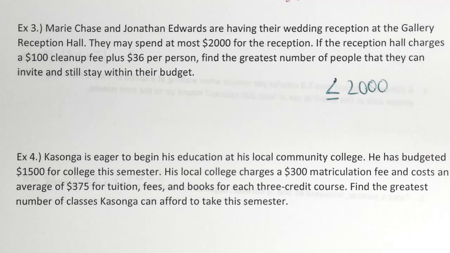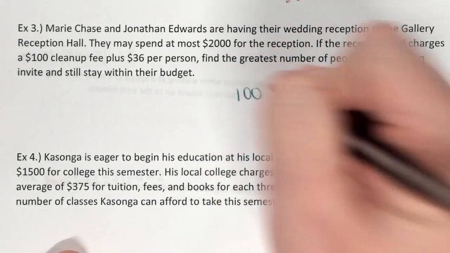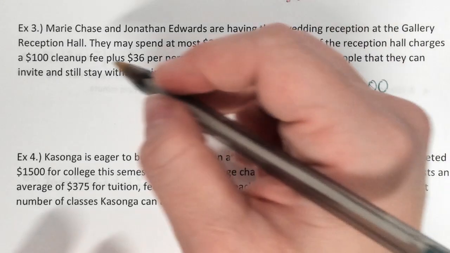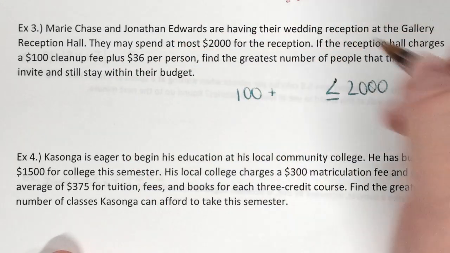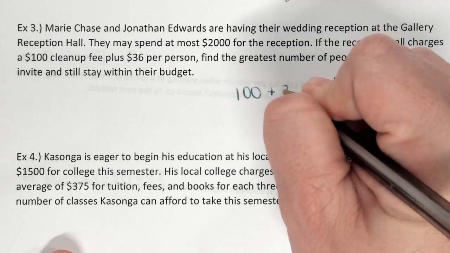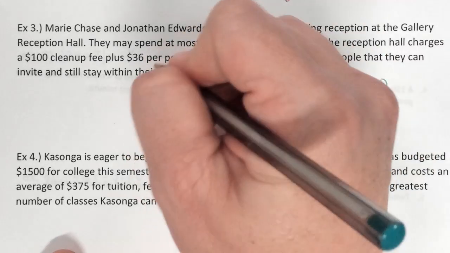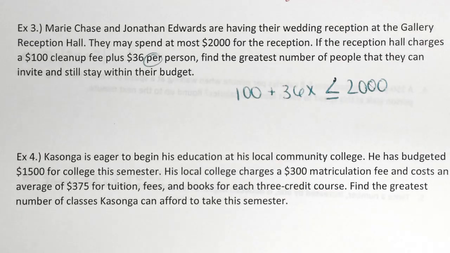Okay. If the reception hall charges a $100 cleanup fee plus $36 per person, well, $100 no matter what. If I have one person, if I have a billion people, I'm going to pay that $100 cleaning fee. It even tells me plus $36 per person. Do we know how many people are coming? No, so we're going to use our x. Anytime you see each, every, and per, that tells you where a variable is going to go.